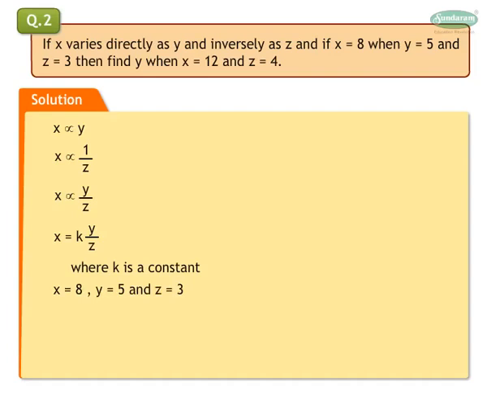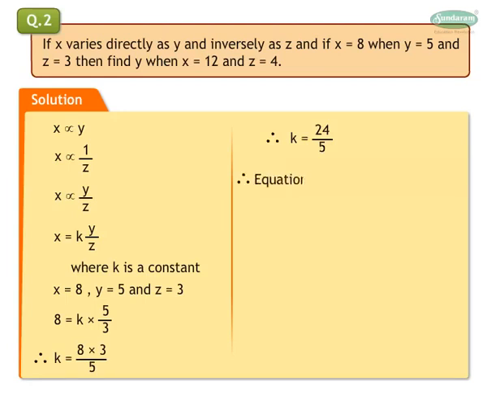On substituting, we get 8 is equal to k into 5 upon 3. Therefore, k is equal to 8 into 3 upon 5. Therefore, k is equal to 24 upon 5. Therefore, the equation of variation is zx upon y is equal to 24 upon 5.